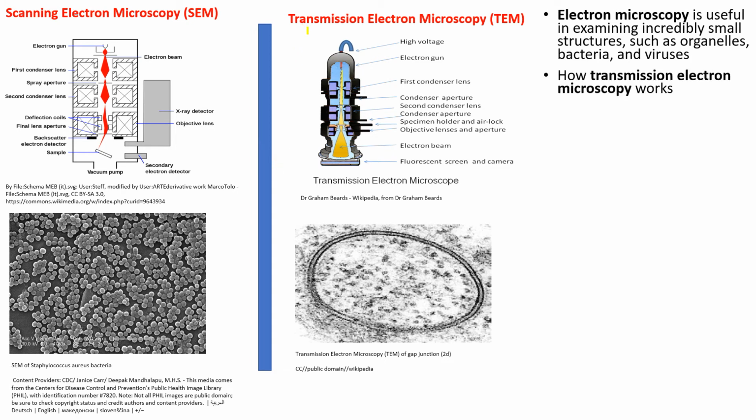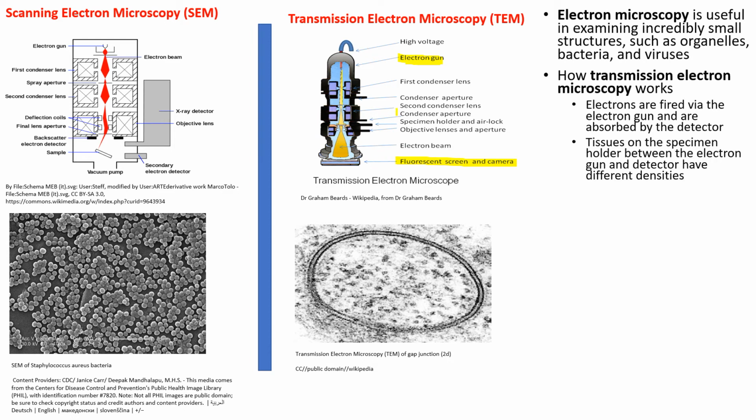There are two types, transmission and scanning electron microscopy. And first, we're going to be discussing how transmission electron microscopy works. Transmission electron microscopy uses electrons that come from the electron gun, and these electrons are shot and ultimately reach what is called a detector. So the fluorescent screening camera is basically the detector.